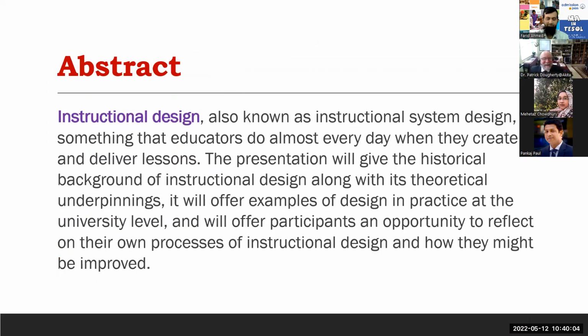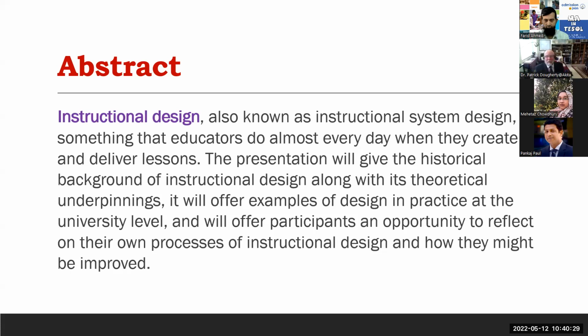So anyway, let me talk a little bit about instructional design. It's something that you do almost every day, maybe without recognizing it, but you do it because you design lessons. You design units, you design your curricula, and in doing that, designing, you are actually being an instructional designer.